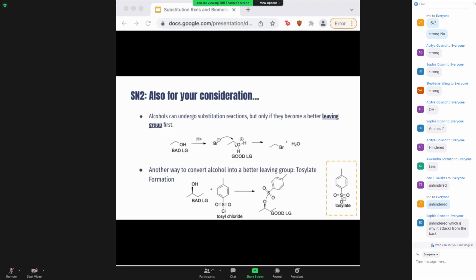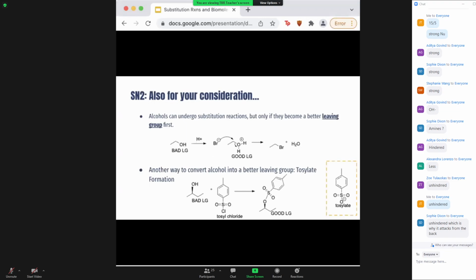Another way for the alcohol to be converted into a better leaving group is to form a tosylate. I don't know if this is something that the MCAT tests much, but just for you to be familiar with it, if they ever show you this molecule, it makes the alcohol, in this really crazy looking mechanism, a better leaving group, and it leaves as a tosylate, as I highlighted on the right side.